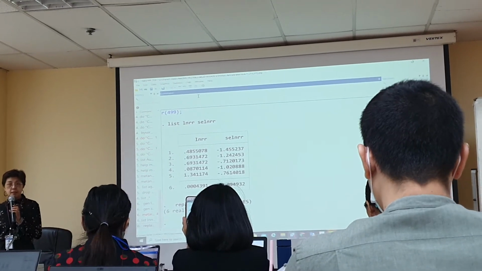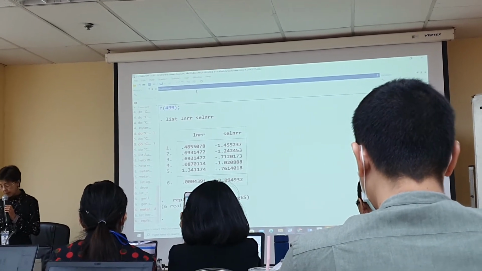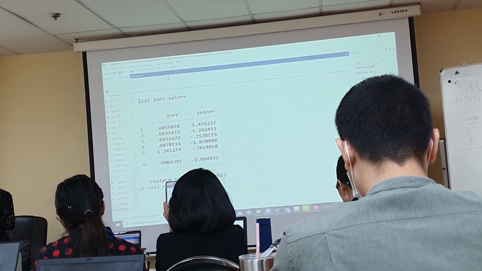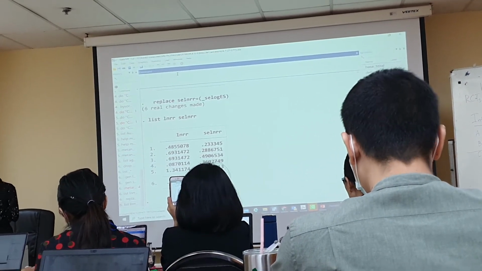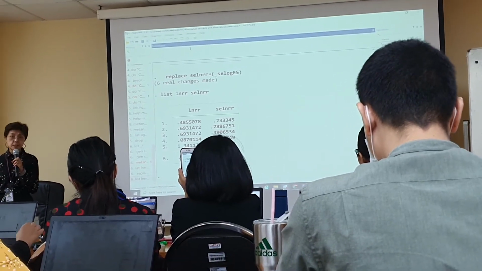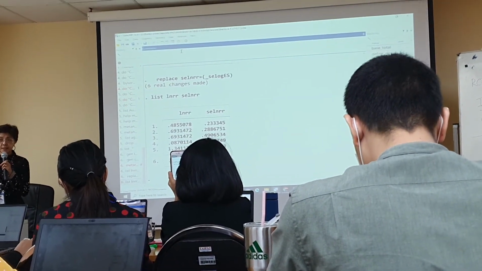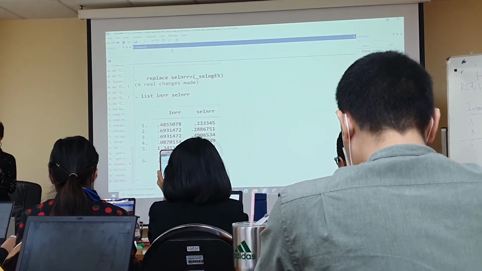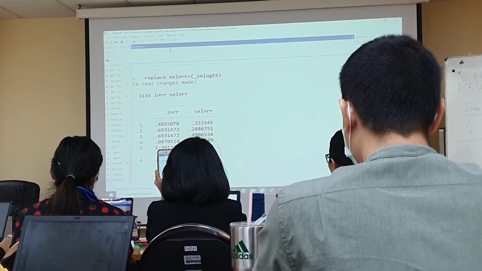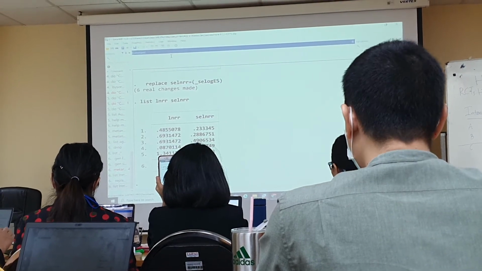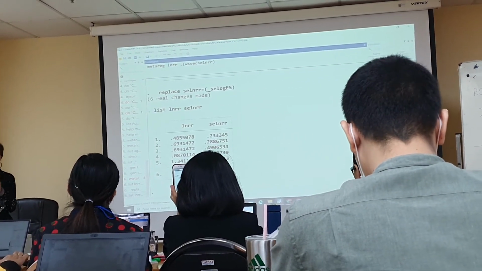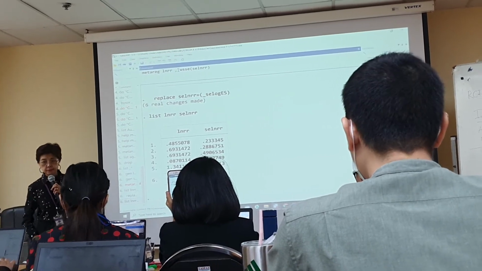And after that, let's check the standard error must be positive sign only, right? That's the standard error, not negative sign. ES in capital letters. And then you can use the replace command straight away.